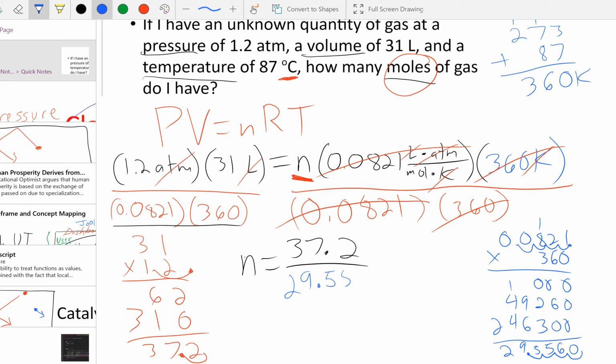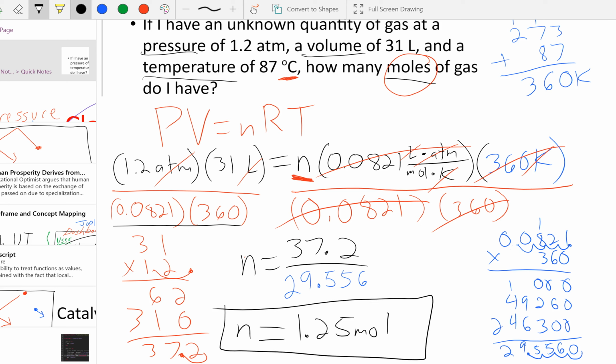Now, could you round this? Yeah, you probably could. But we basically have what N is. All we need to do now is divide 37.2 divided by 29.556. And the answer you're going to get is going to be about 1.25 moles. Bam! Problem solved.